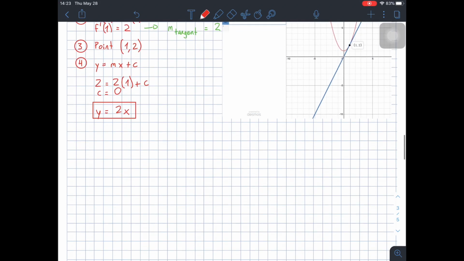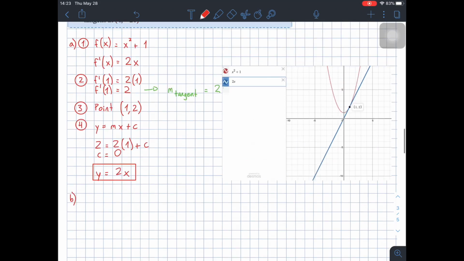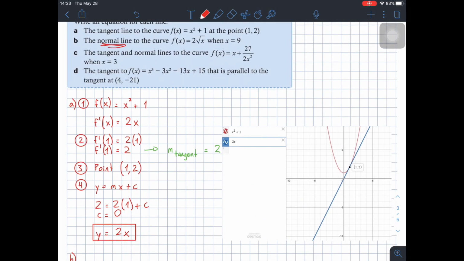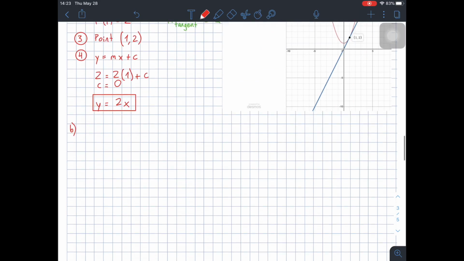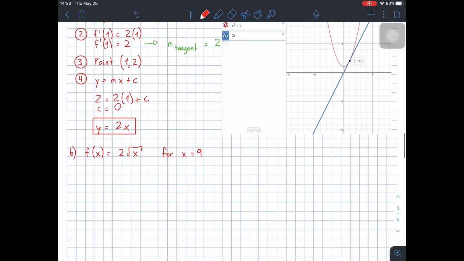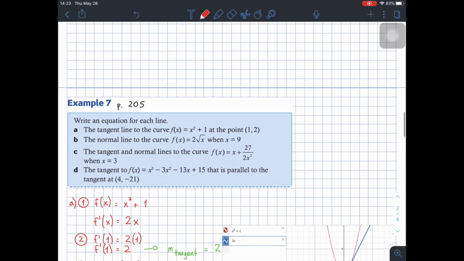Then we're going to do exercise B. It says, find the normal line to the curve f of x equals 2 root x when x equals 9. So I'm going to copy the information. It says f of x equals 2 square root of x for x equals 9. That's what I want to find. Okay, the normal line. In this case, I am only going to find the normal line.